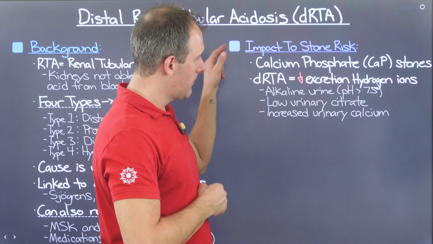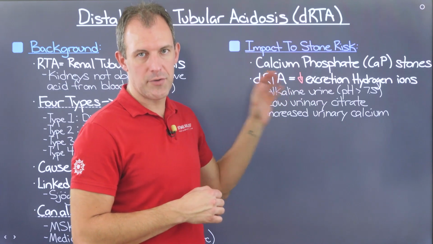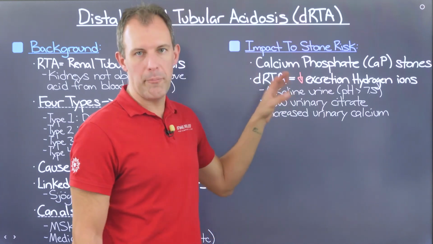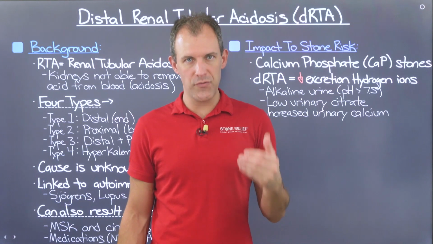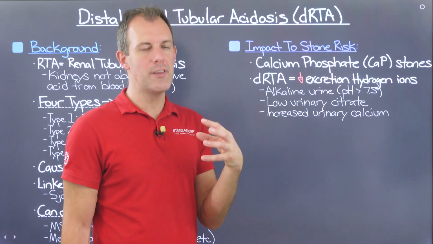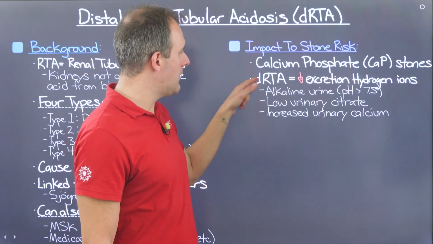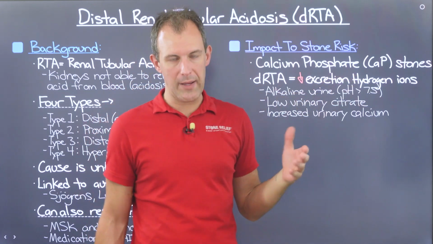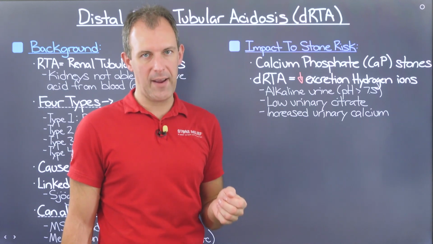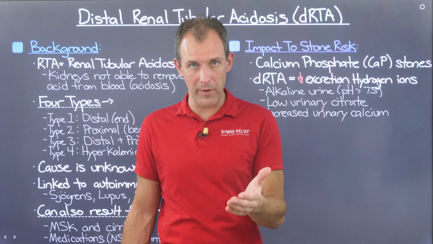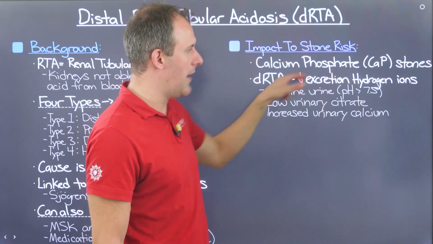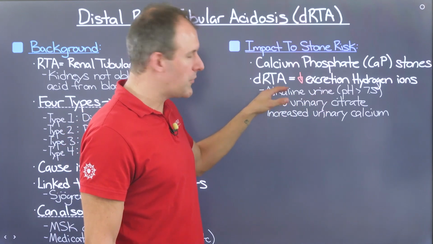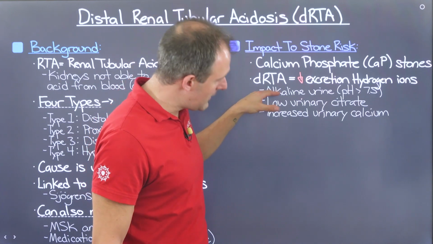In particular, people suffering from distal renal tubular acidosis, or dRTA, are predominantly going to be suffering from calcium phosphate stones. There are a couple of different mechanisms by which these calcium phosphate stones form, however, they're all centrally linked around this theme. When you've got dRTA, you have a decrease in the excretion of hydrogen ions throughout your body. Hydrogen ions have an acidifying effect in contrast to an alkalizing effect like a bicarbonate, for example.